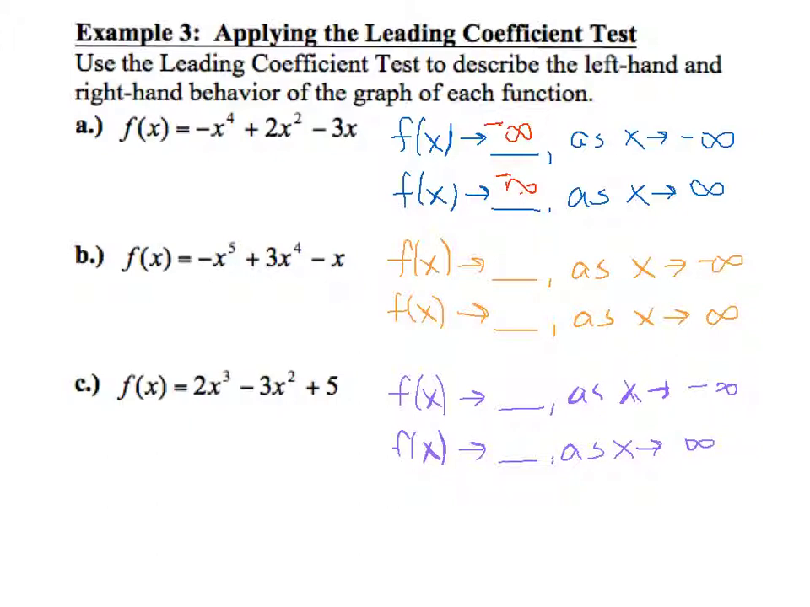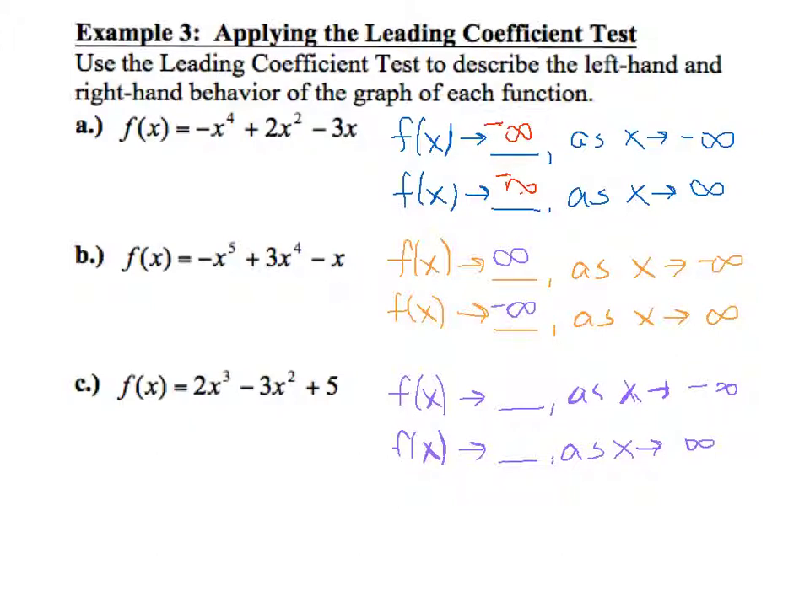On example B, you have an odd degree, but you have a negative out front. And so what that means is your graph is going to be starting from the top left. So that means it's going to be rising on the left. And that means it's going the opposite direction, so negative over here.